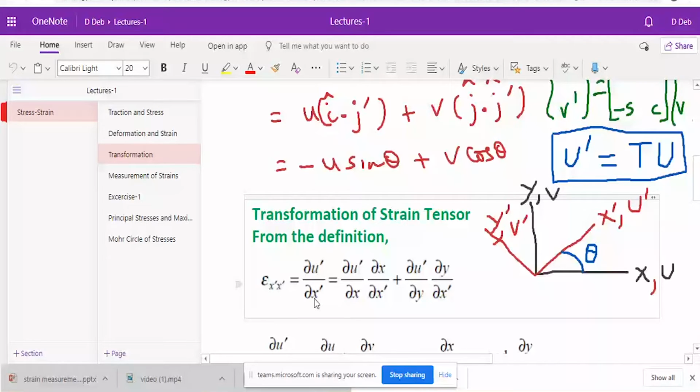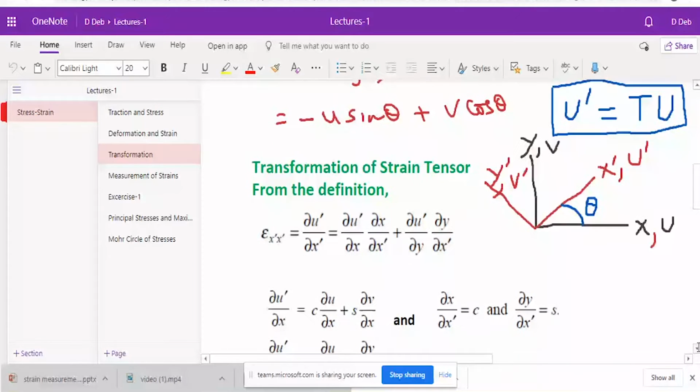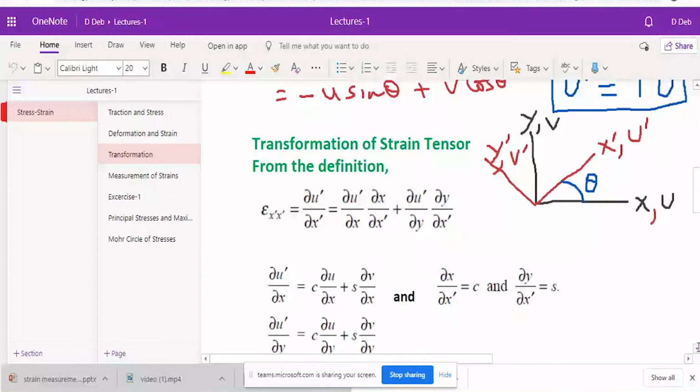Then if you use the chain rule, because x dash is now a function of x and y, we can use the chain rule here. So del u dash by del x will be C del u del x plus S del v del x. Similarly, this one you already know, I just told you this is C and this is S.